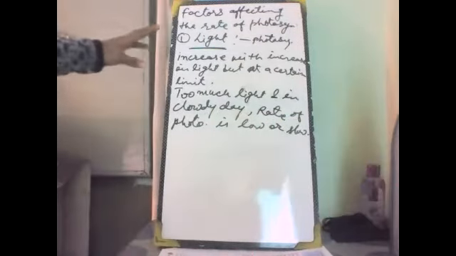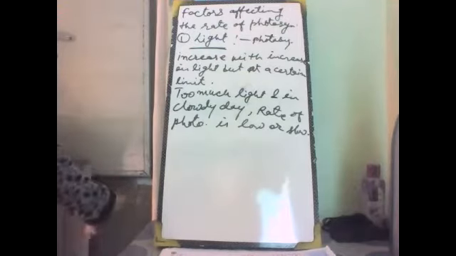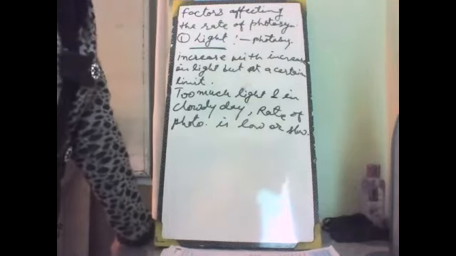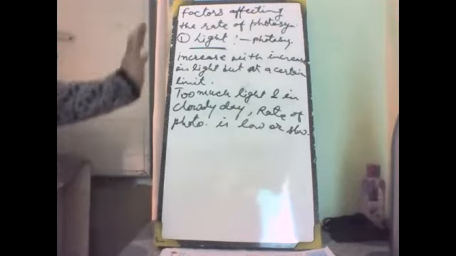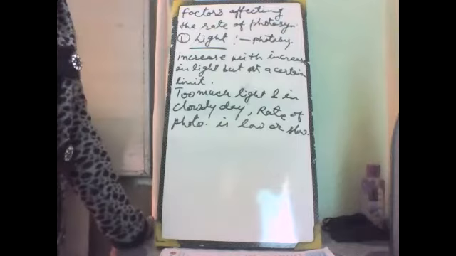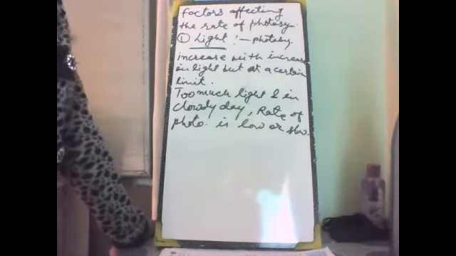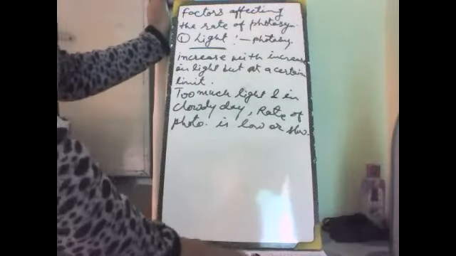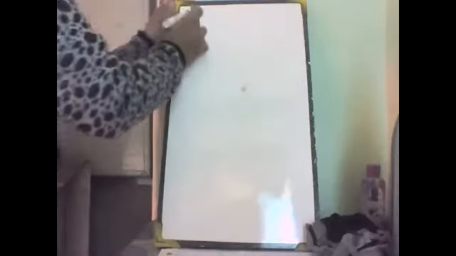This is the factor which affects photosynthesis: light. Photosynthesis increases with increase in light, but up to a certain limit. Too much light slows down the photosynthesis, and in less light or on cloudy days, the rate of photosynthesis is very slow. The next factor which affects photosynthesis is availability of carbon dioxide and water.